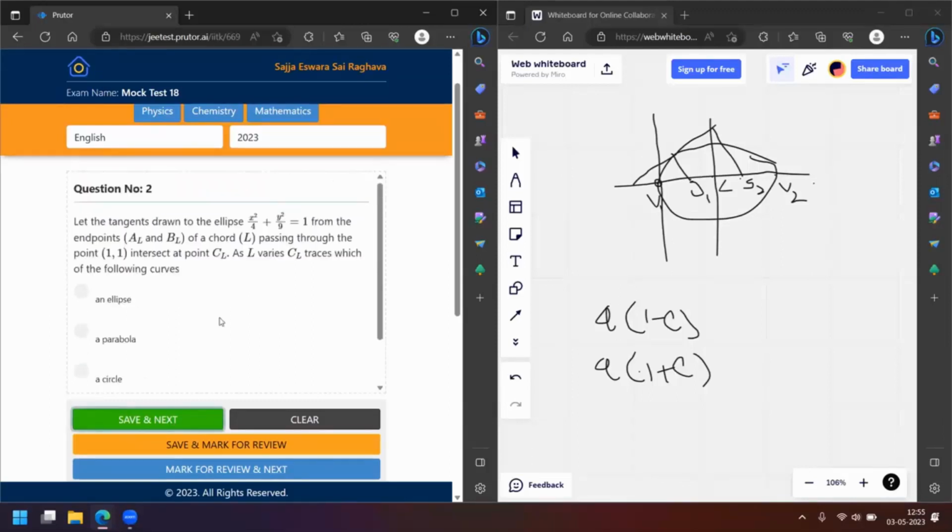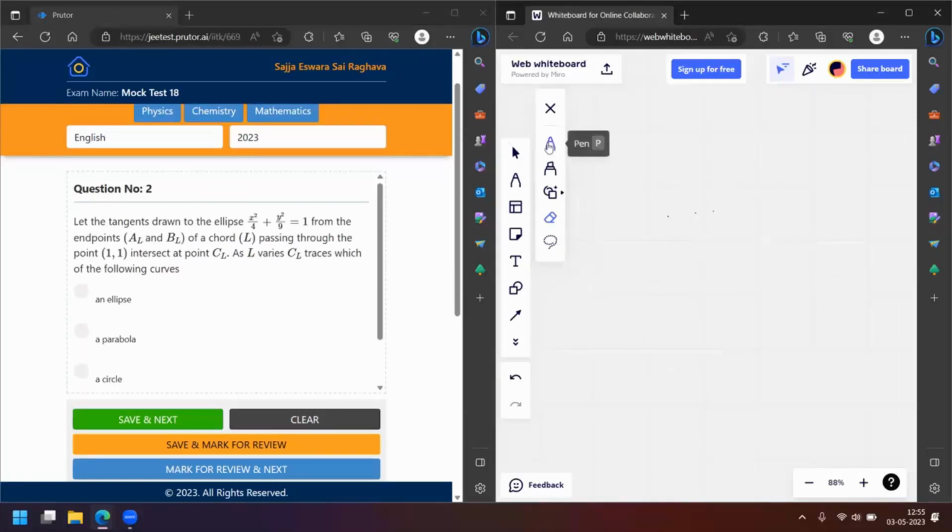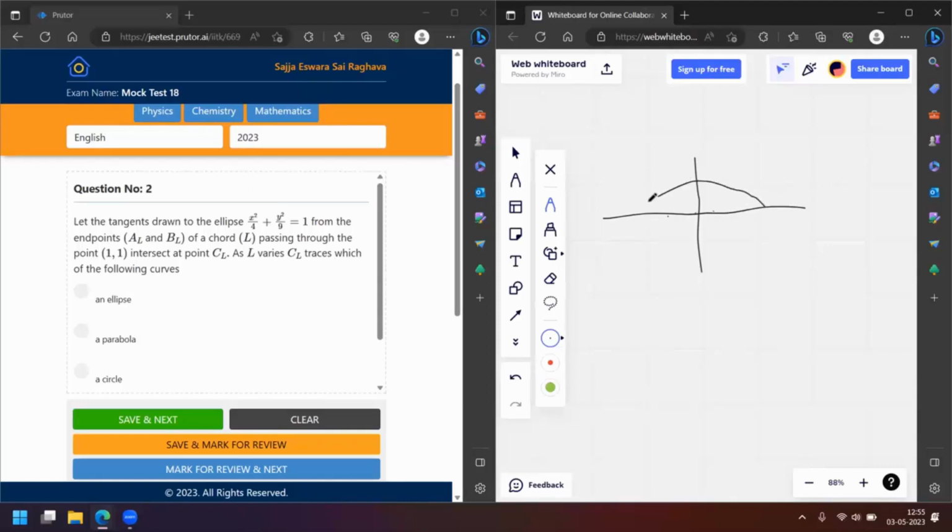So here we have been given an ellipse equation and a point through which a chord is passing. What we want to find is the locus of the point of intersection of the tangents. This is our point 1 comma 1. We have to take any chord which is passing through 1 comma 1, let it be anything. So we can just assume the slope of this chord as m.